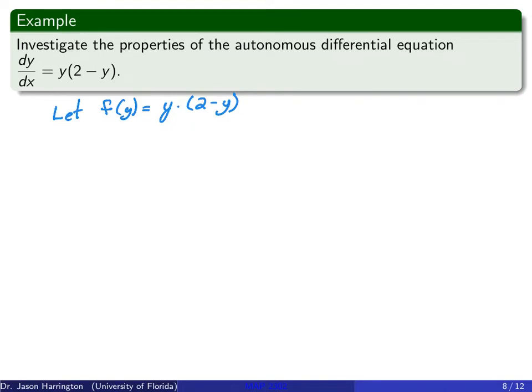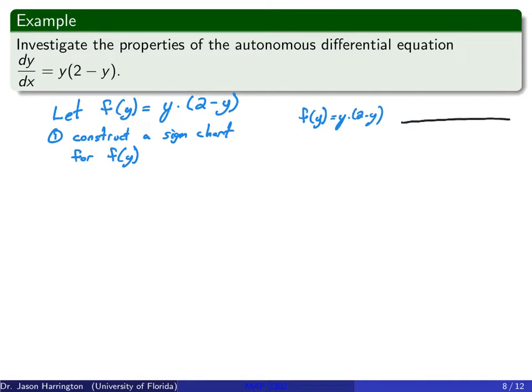Now the first thing I want to do is construct a sign chart for f of y, and you'll see why in a second. So I have f of y, which remember is equal to y times 2 minus y. Now let's construct just a little sign chart to see what happens. It's a nice polynomial, so it's only going to change signs a few times. Remember, everything's in terms of y.